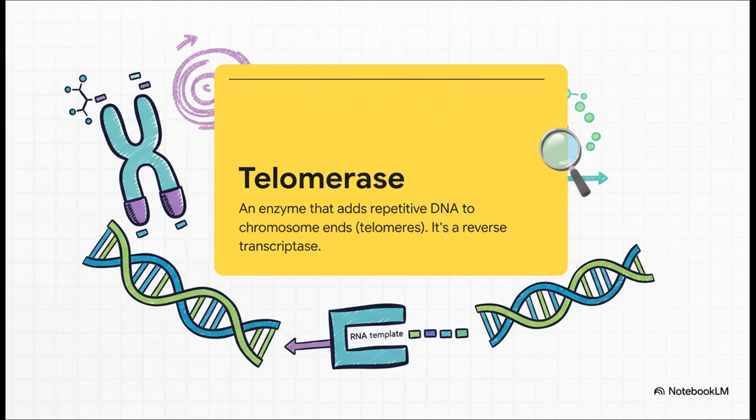And that fix is an absolutely amazing enzyme called telomerase. Its whole job is to protect and extend the very ends of the chromosomes, which are called telomeres. And what's so wild about telomerase is that it's a reverse transcriptase. It actually carries its own little RNA template inside of it, and it uses that template to build DNA, adding these repetitive little cap sequences to the chromosome ends.